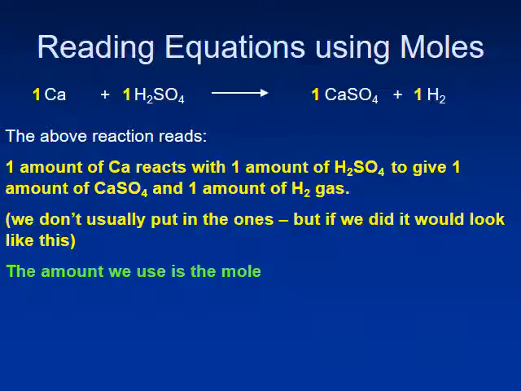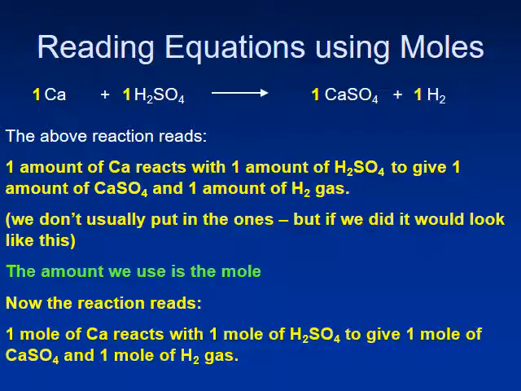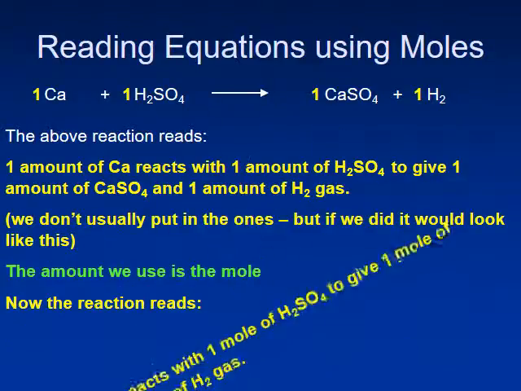However, the amount we're talking about in that first sentence is the mole. So now the reaction reads 1 mole of calcium reacts with 1 mole of sulfuric acid to give 1 mole of calcium sulfate and 1 mole of hydrogen gas. And this is the important aspect.